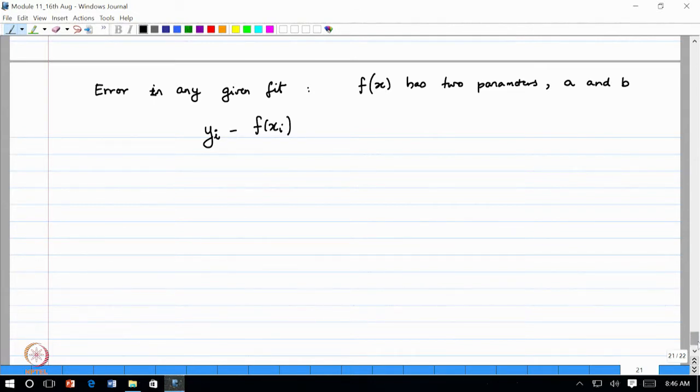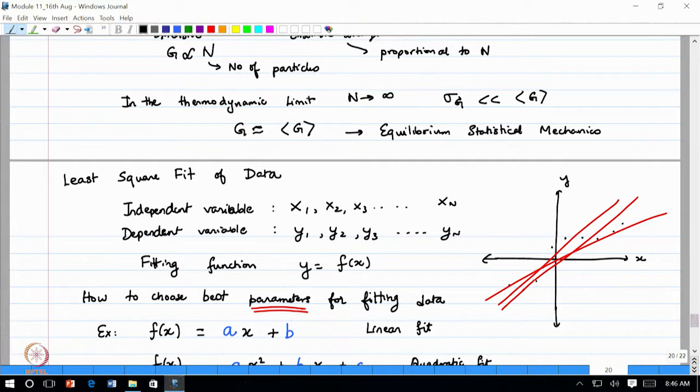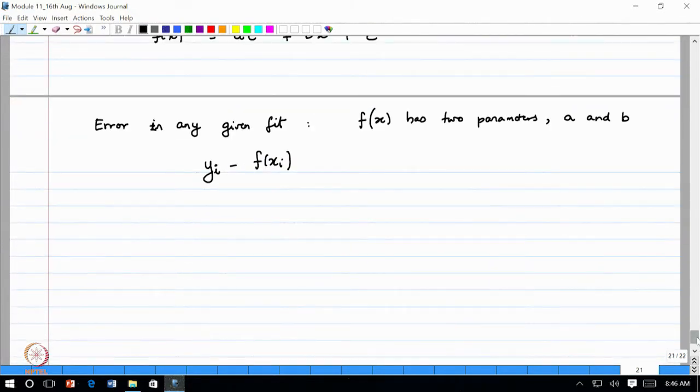But what you will find is that in any fit you won't exactly fit that point. There might be slight deviation. So, you define the error as this and sum over i. This I will call delta. Delta is the total error, the square error of any fit. And notice that since f has these 2 parameters a and b, delta depends on a and b.